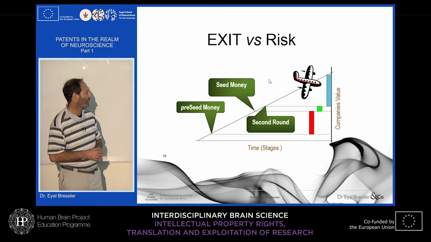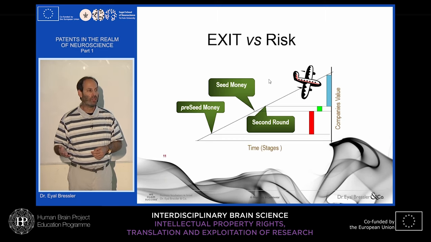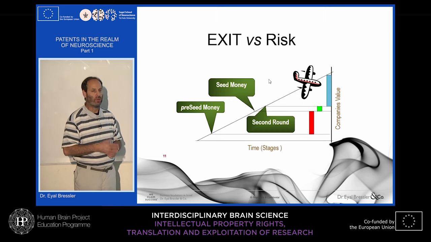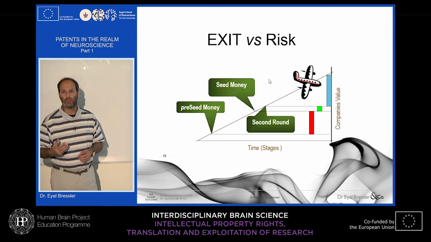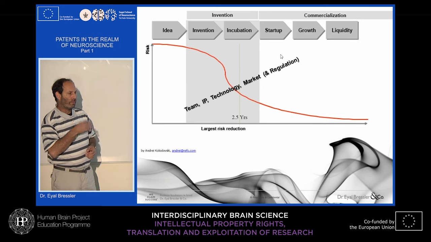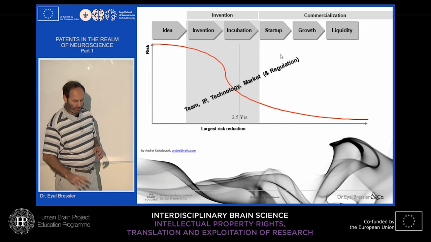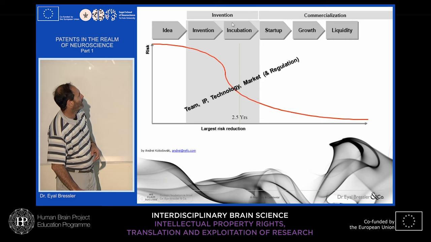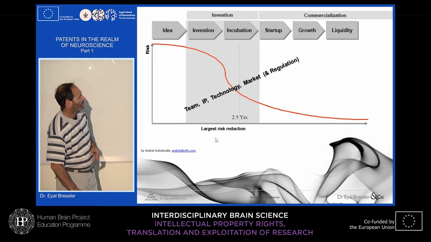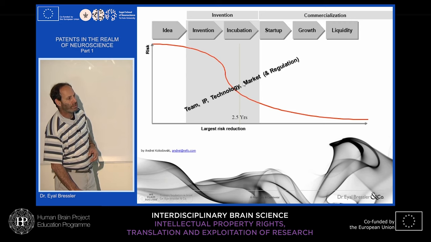Now, after a while, after product alpha, you know what you're doing. You have a team, you have a product, you have a market, so that your value is very high and the risk is low. Now, the way it looks, it's nonlinear. In the beginning, you have high risk and nothing in your hand. Now, with time, you have more and more assets in your hand. You have patent, you have product, etc. And the risk is reduced in a quite considerable way.